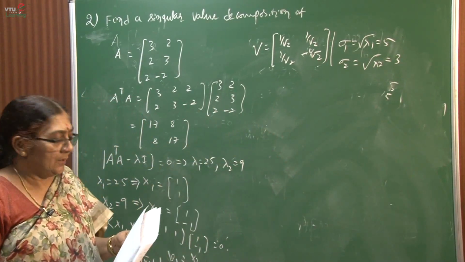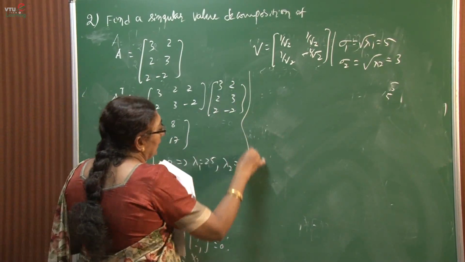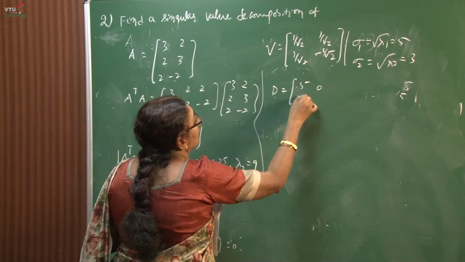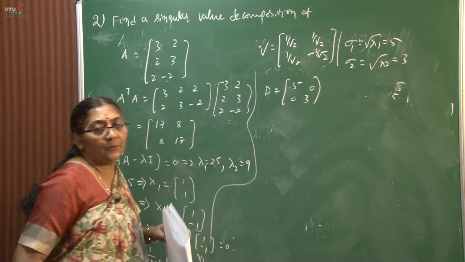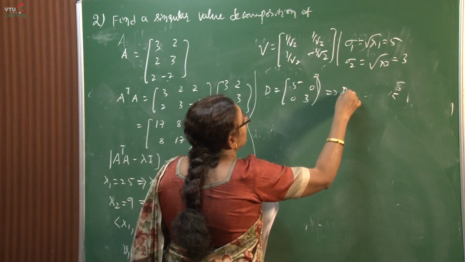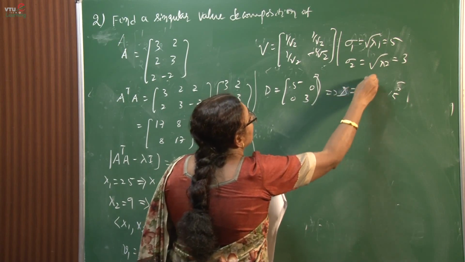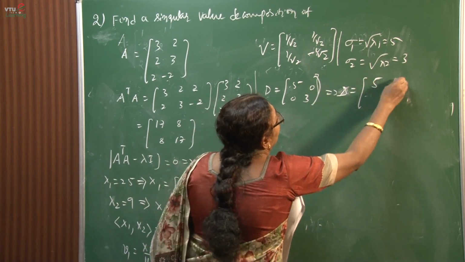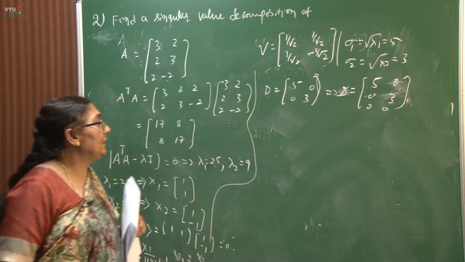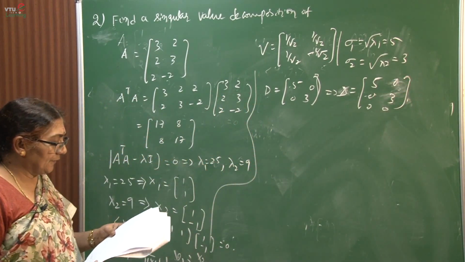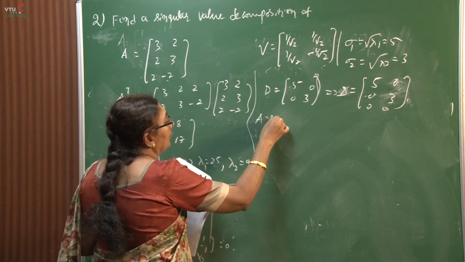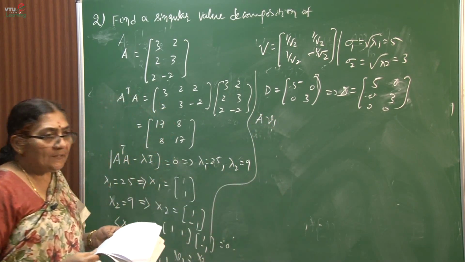Next I have to frame the diagonal matrix based on the non-zero singular values: 5, 0, 0, 3. Then D, the sigma matrix, is 5, 0, 0, 3, but you need one more row because the number of rows in A is 3. Therefore, this is D. And next you have to construct U1, U2, U3.